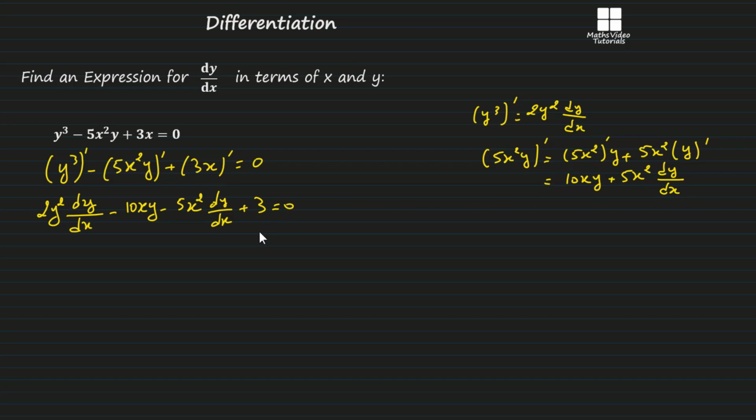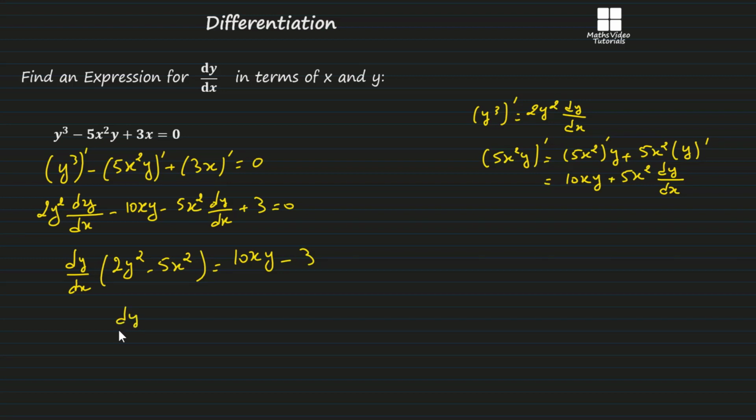Therefore we need to make dy by dx the subject. First we factorize dy by dx: that's 2y squared minus 5x squared. The other two terms, the 10xy and the 3, move to the other side. The minus 10xy becomes positive 10xy, and the plus 3 turns to negative 3. Then you divide by the bracket to get the answer we are looking for.